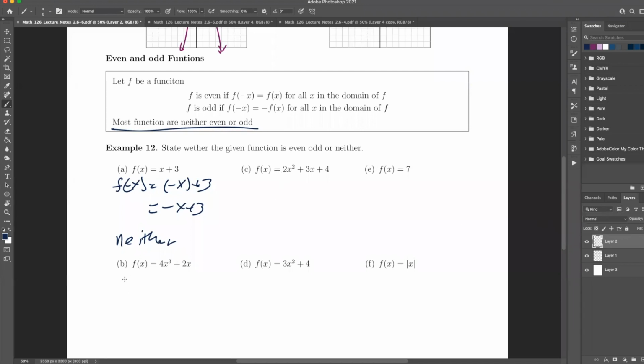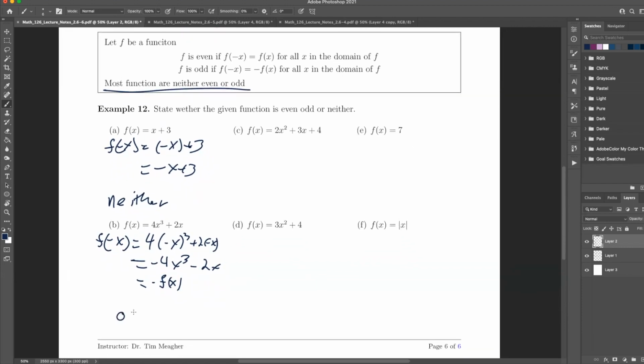But let's do another one. Here, if I have f of minus x, what do I get here? I get 4 times minus x cubed plus 2 times minus x. So negative x cubed is the same thing as negative 4x cubed minus 2x. And notice this is equal to minus f of x. It's equal to the negation of this function, and therefore we call this odd.